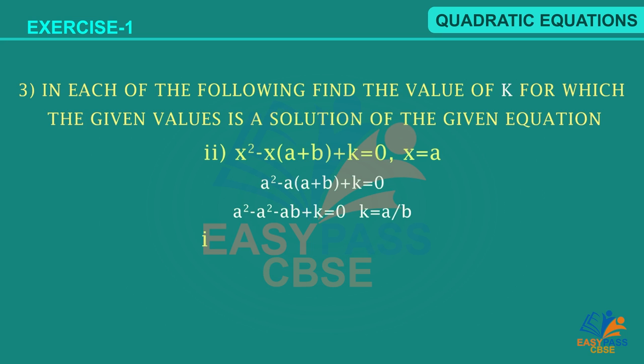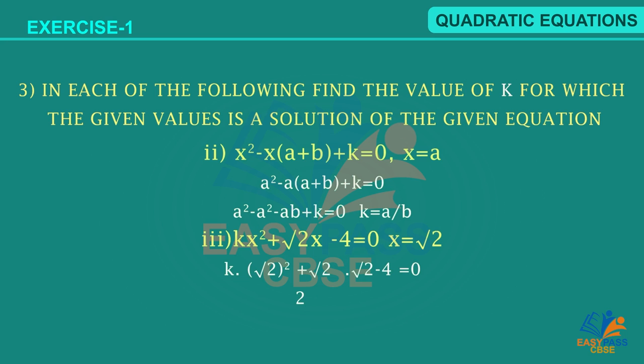Next, kx square plus root 2x minus 4 equal to 0, x is equal to root 2. So given x equal to root 2 is a solution, therefore it has to satisfy the left-hand side of the equation. That means k times root 2 whole square plus root 2 times root 2 minus 4 is equal to 0. Or 2k minus 2 equal to 0, so k is equal to 1.